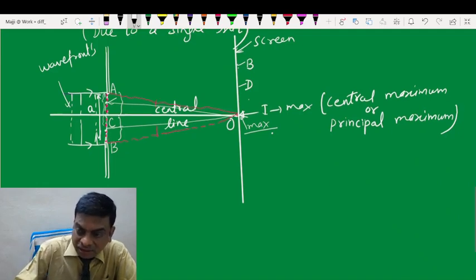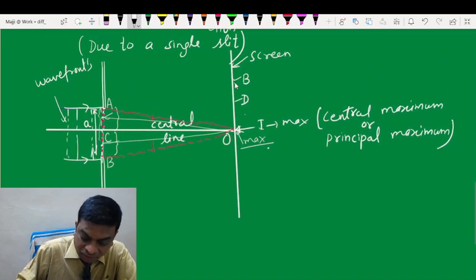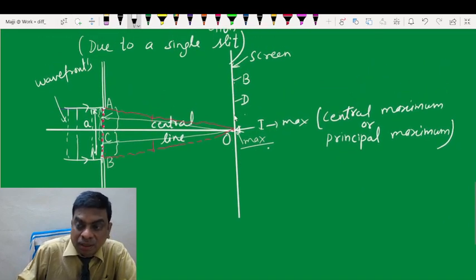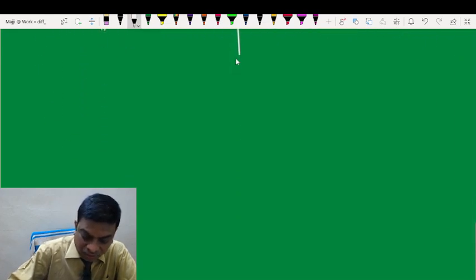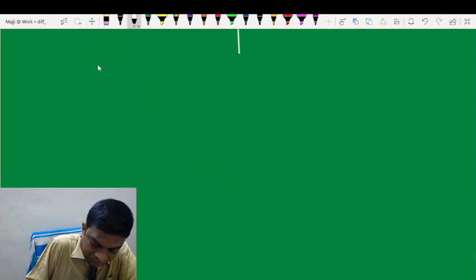If that explanation is clear, then we'll draw another diagram to understand the nature of intensity at any other point other than this central maximum. Suppose it could be a D, B, whatever it is. So I'm going to draw another diagram, students, so that you understand it properly.